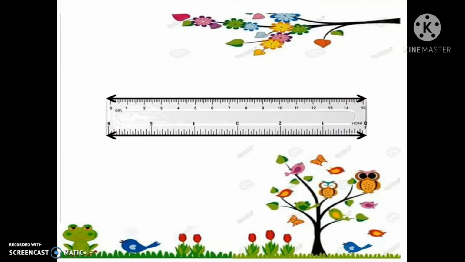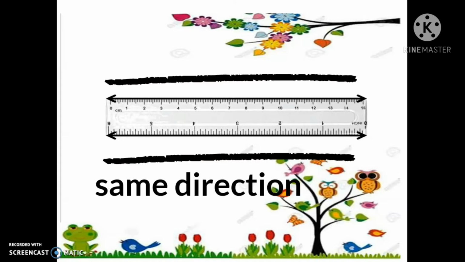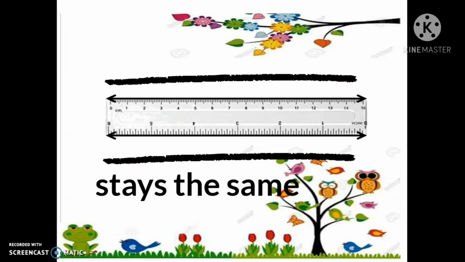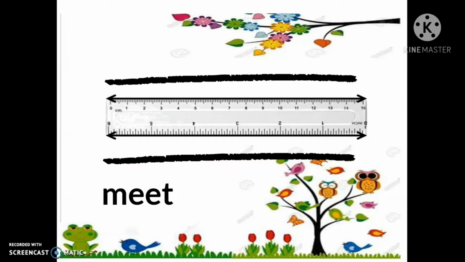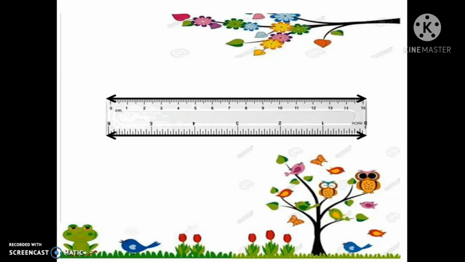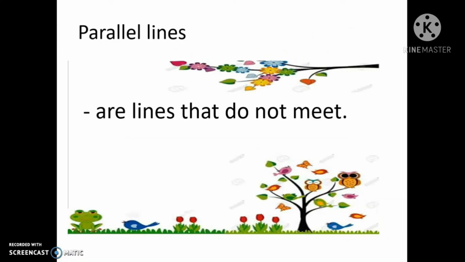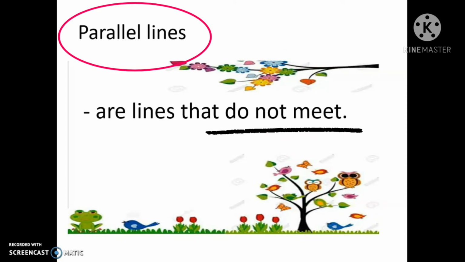Look at the lines on the sides of this ruler. These lines go in exactly the same direction. So, the distance between them always stays the same. Do you think these lines will ever meet? Very good. The answer is no. They won't. These are called parallel lines. Parallel lines are lines that do not meet.